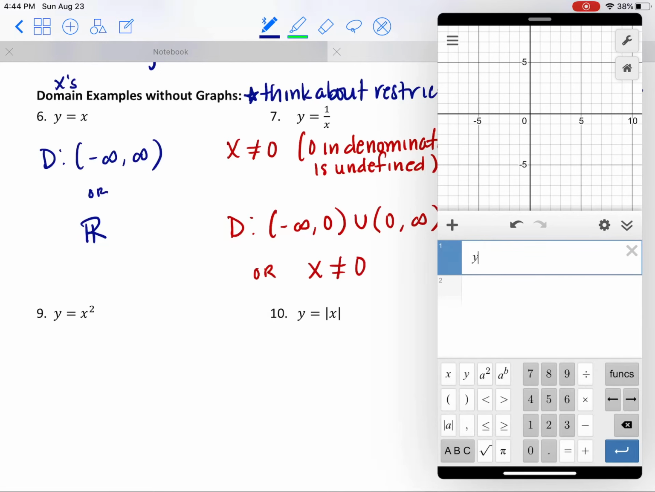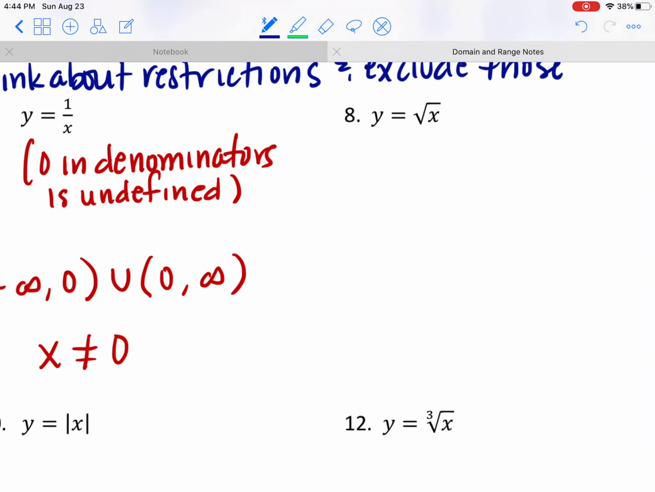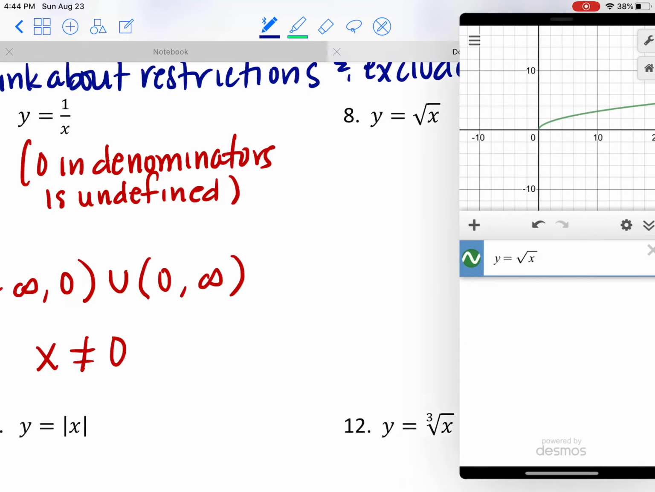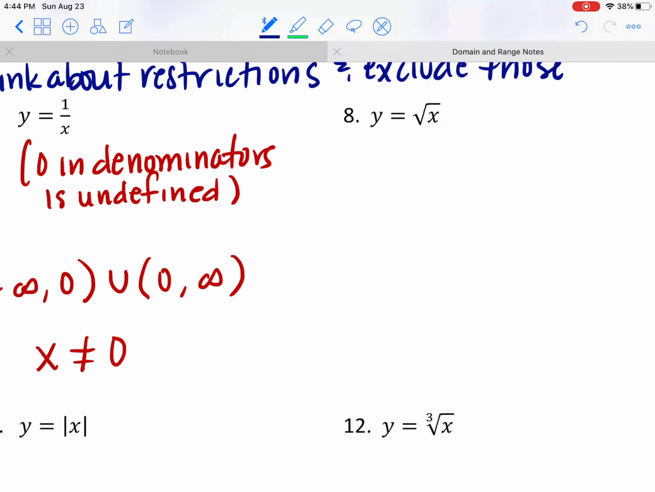Y equals the square root of x. Do I have a graph that goes left and right forever? No, we have a graph that's got an endpoint there. It's kind of stuck at the origin. Well, why is that? Well, with a square root, isn't there a restriction? Are there certain numbers that we cannot square root? Yeah, negative numbers, right? Can't square root anything negative. The smallest number we can square root is 0. That's why we see this graph that starts at 0, and then everything else that's positive is totally fine.